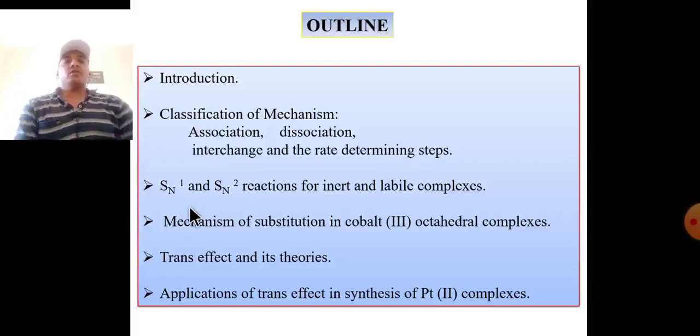Next point is the SN1 and SN2 reactions for inert and labile complexes. Next point, mechanism of substitution in cobalt-3 octahedral complexes, and the trans effect and its theories. And the last point is the application of the trans effect in the synthesis of platinum 2 complexes.